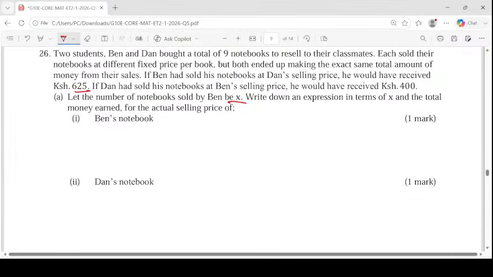That the two students, Ben and Dan, bought a total of 9 notebooks. They bought a total of 9 notebooks to resell to their classmates.